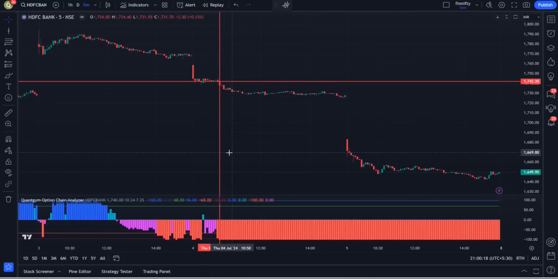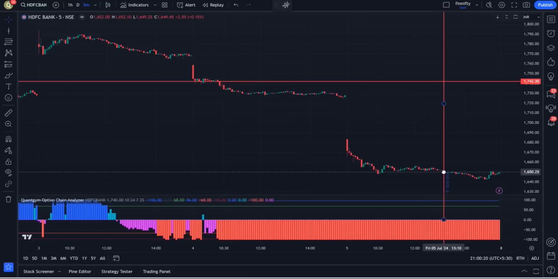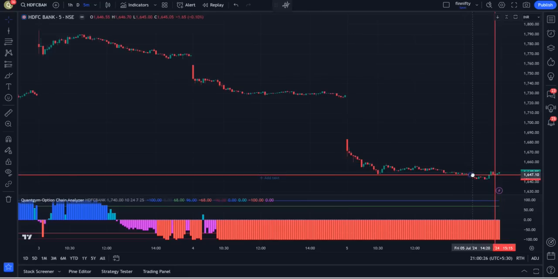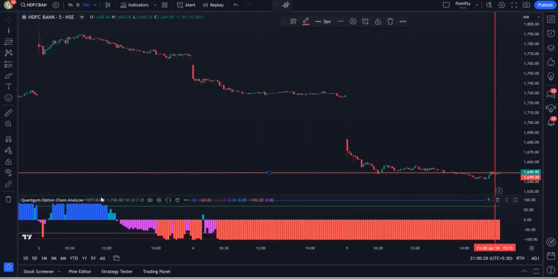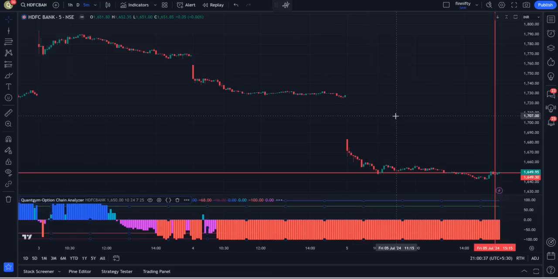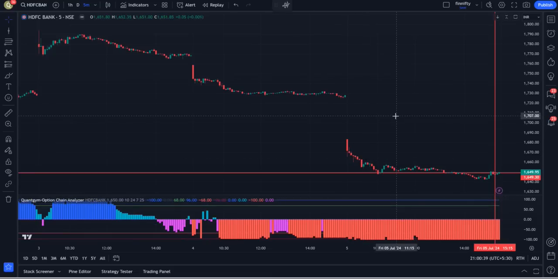Right? And now let us come to yesterday, what's happening out here. Say somewhere around here, your ATM is like 1650. So I change this to 1650. Yeah, it's still bearish, not much change.